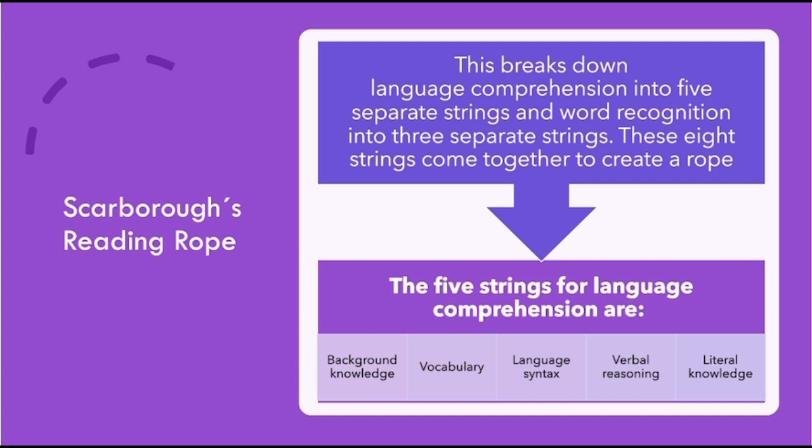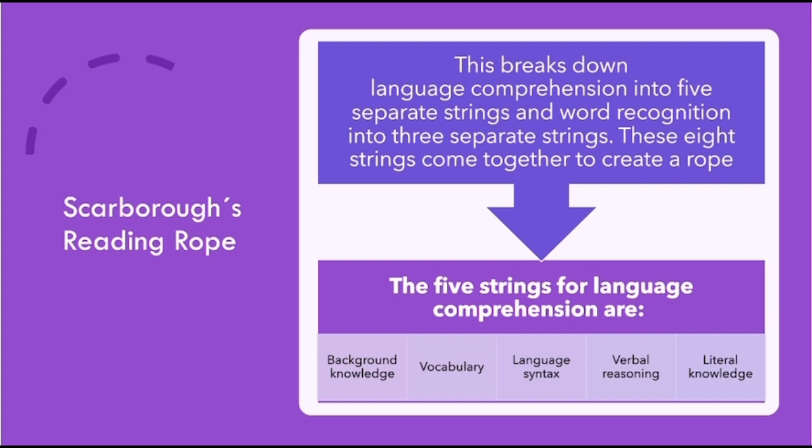So there are 5 separate strands for language comprehension, and then 3 separate strands for word recognition. And so these 8 strands come together. The 5 strands for language comprehension are background knowledge, vocabulary, language syntax, verbal reasoning, and literacy knowledge.